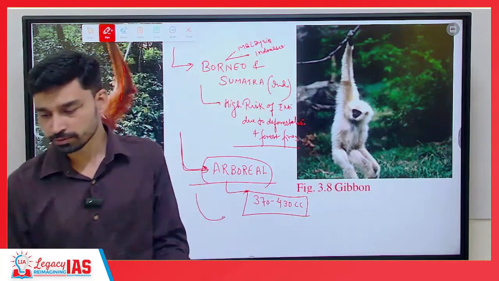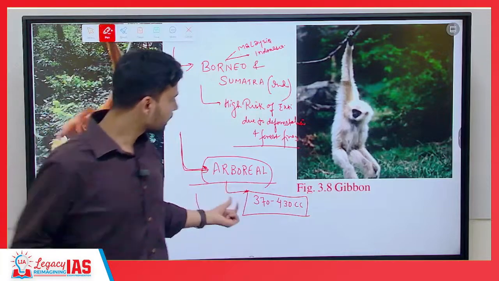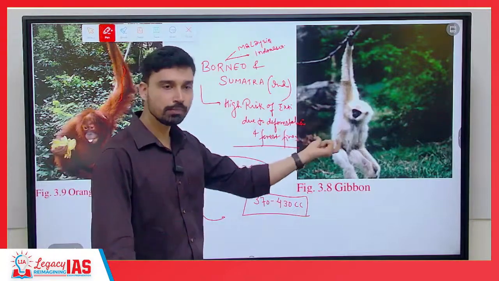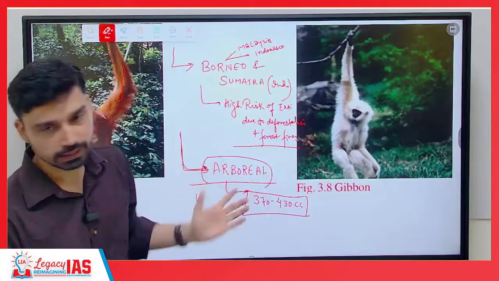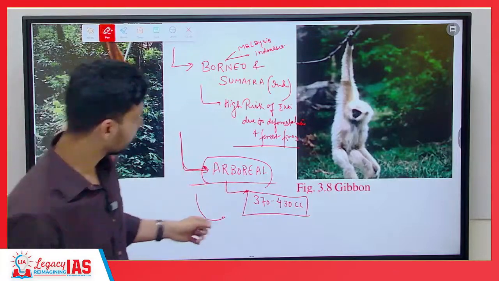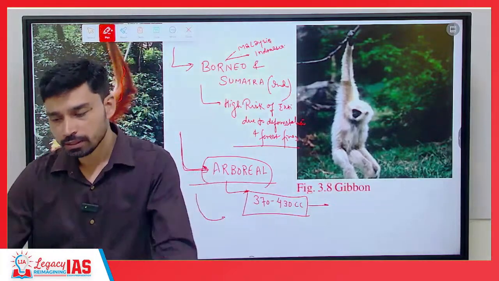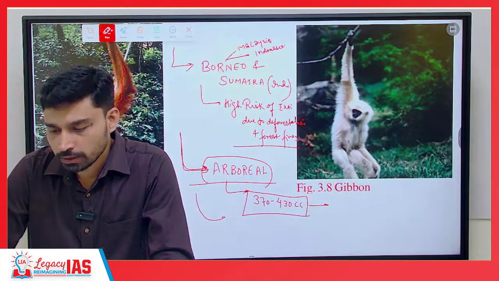Next we can write, obviously, that means higher cranial capacity. What does it represent? If you compare the intelligence, gibbons will be less intelligent, orangutans will be more intelligent. Intelligence level is determined by the cranial capacity itself. So we can add here: a higher cranial capacity, thus more intelligent than gibbons.